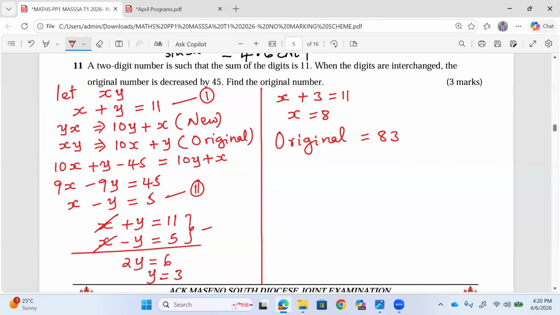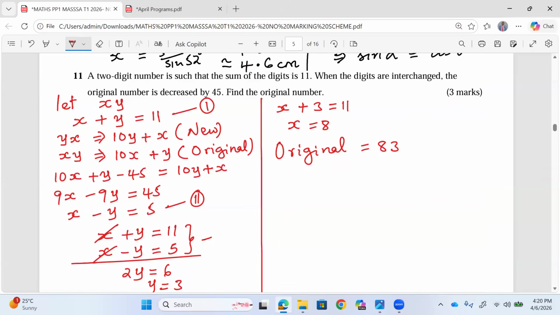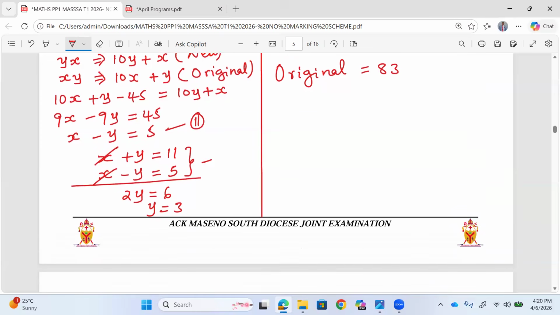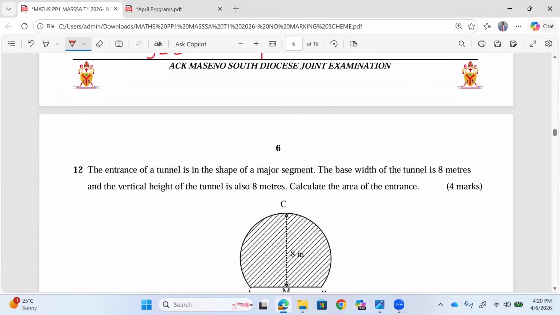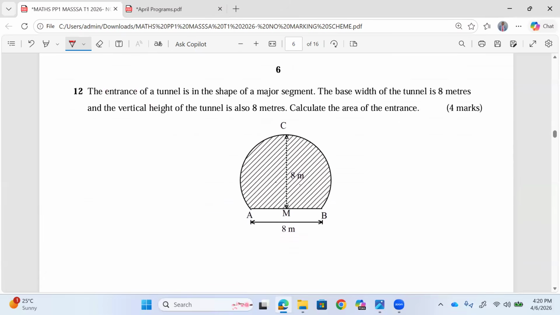Let me check something using my calculator. When I pick 83 and I subtract the new number after interchanging the digits, so 83 minus 38, I'm getting 45. Meaning that reversing this number reduces the original by 45. So that is how we work out number 11. We can check number 12.